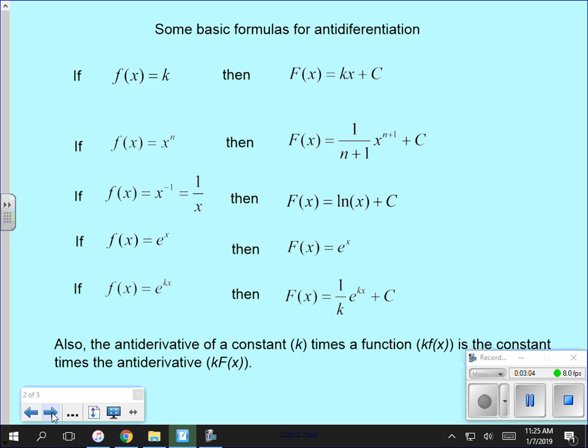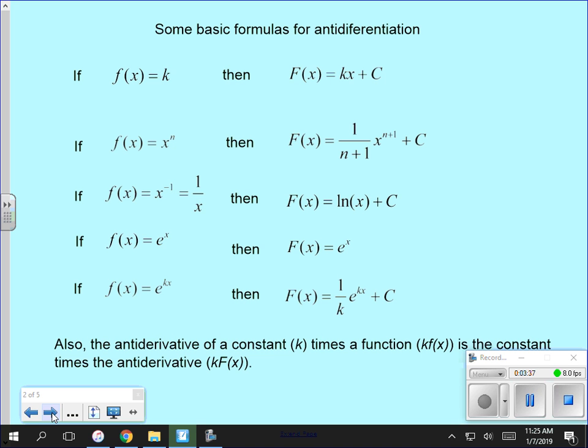Some basic formulas. Now, you'll notice these are your rules of derivatives. You're just going backwards. Okay? If my function is a constant, the antiderivative is that constant times x. Because what's the derivative of 2x? 2. The derivative of negative 3x is negative 3. So the antiderivative of 2 would be 2x. Formulas are going backwards.